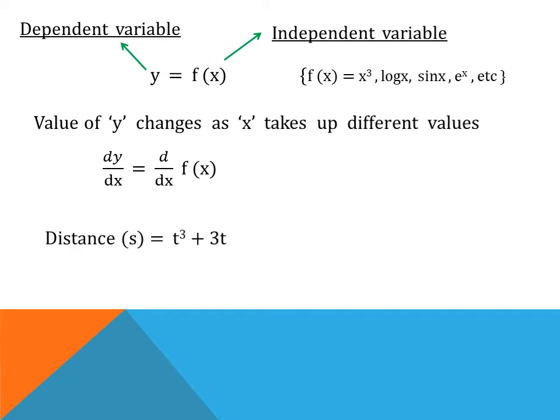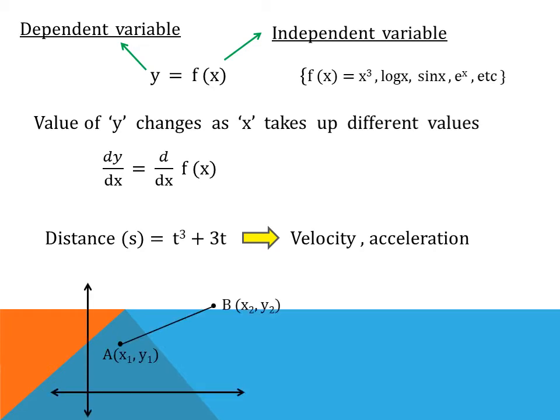Now the derivative finds applications in a number of scenarios. So if we have been given an equation for distance, suppose s is equal to t cube plus 3t, t is the time, then we can find the velocity by taking the derivative of both sides. So ds by dt will give us the velocity. And similarly double derivative that is d square s upon dt square will give us the acceleration. Similarly using derivatives we can also calculate the steepness or the slope of any given line.